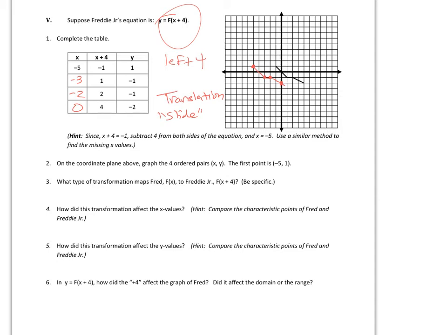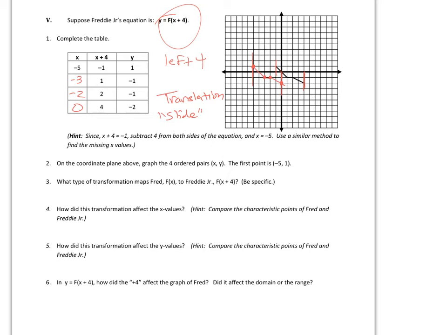Now, how does this affect the domain and the range? Well, since I have affected the x values here, that means I'm affecting the domain. And since we moved left 4 units, all of the x values were decreased by 4. So I subtracted 4 from all my x values. So my domain, which used to be from -1 all the way to +4, now it goes from -5 to 0. So I subtracted 4 from every x value.